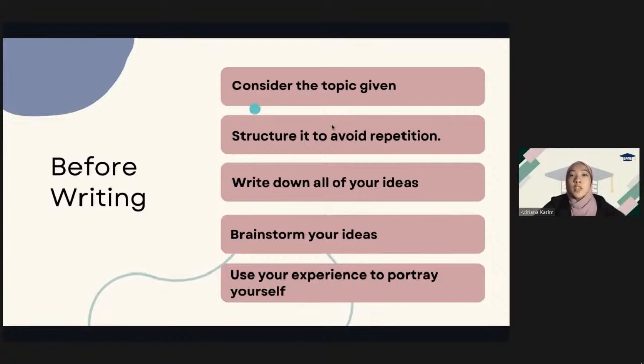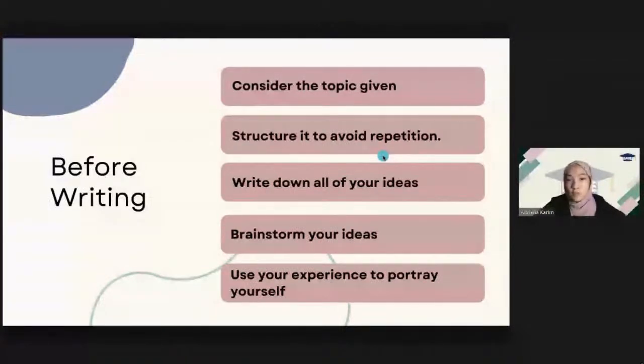Okay. So moving on to the next part, which is to structure it to avoid repetition. As for this part, maybe you can use a Google Docs website, or maybe you can use Microsoft Word to jot down all of your ideas. And if you wish to use paper and pencil, by all means do it. Do whatever suits you and is feasible to you.